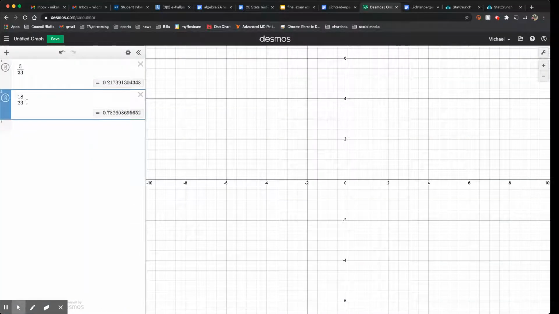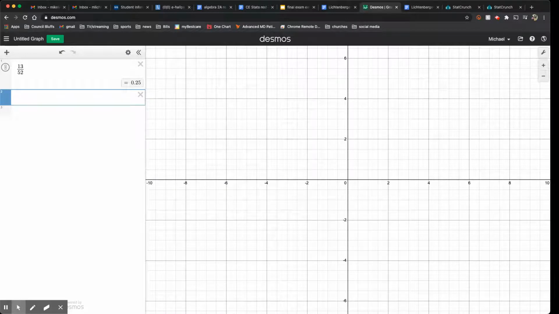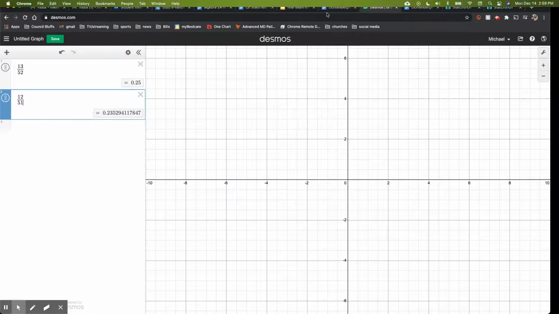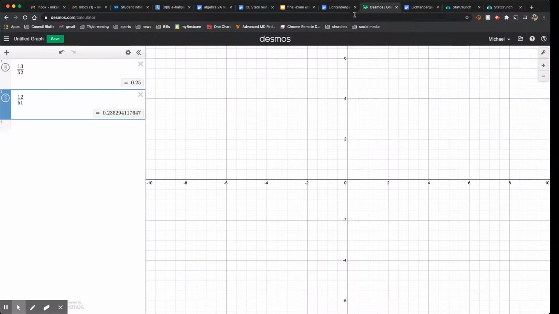So the probability, and I'm going to put this in here for those of you that are visual learners, that the first card is a heart is 13 out of 52. The key is without replacement, the second card being a heart would be 12 out of 51, because it's without replacement. It says it specifically in the problem. So to find the probability, we're just going to multiply these 2 fractions.